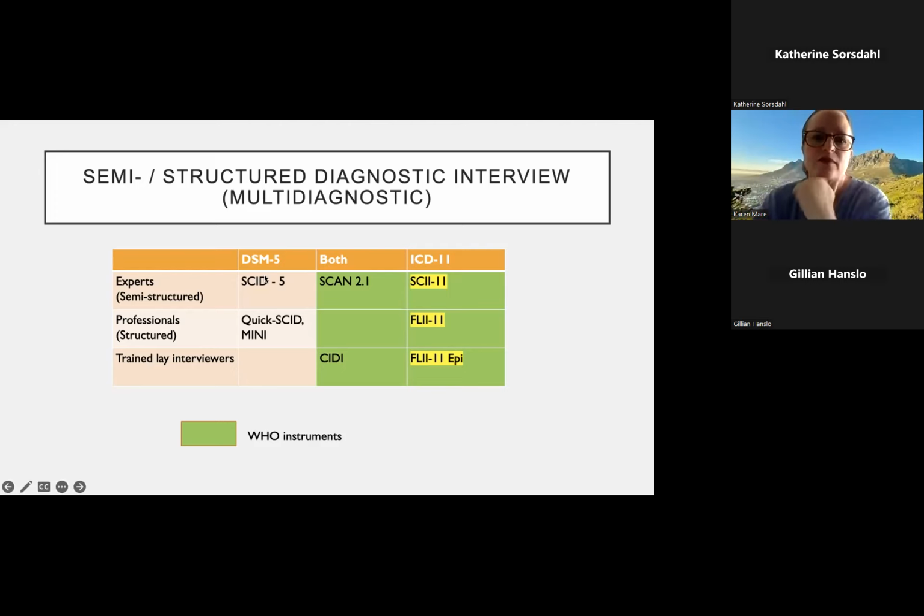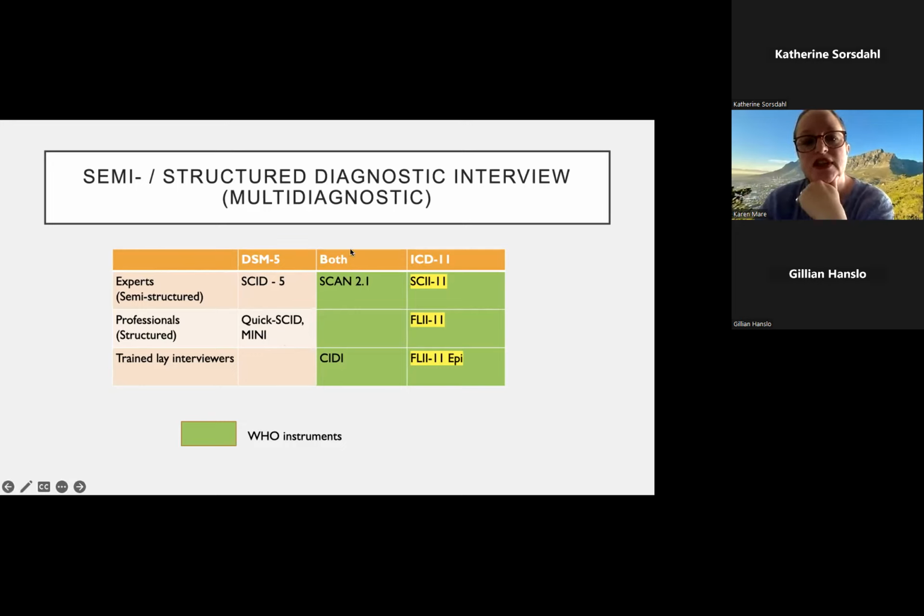So for DSM, you will most likely know the SCID. That's often used in research, but lately, because the SCID is very long and laborious and has to be used by experts, people have opted to use the Mini. So if you look at the research, you'll see when people need to make diagnoses specific, and especially if they have large numbers of participants, they prefer the Mini.